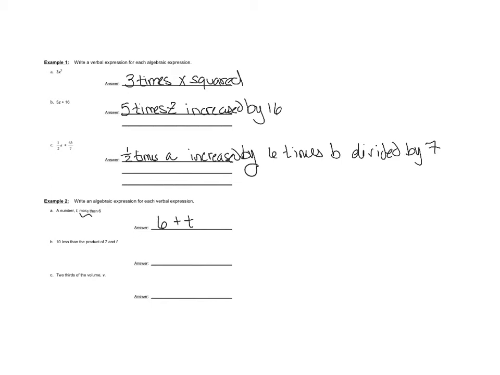More than is a word for addition. 10 less than, well, less than is subtraction, and product means to multiply, so subtraction and multiply. 10 less than the product of 7 and f. Since it's less than the product of 7 and f, it would really be minus 10. So the product, 7f, that represents multiplication. So 7f minus 10. I tend to reverse the terms whenever it's more than or less than. If you think about it, these are going to be reversed terms. The direction. So 10 did not come first. It came second in that case.